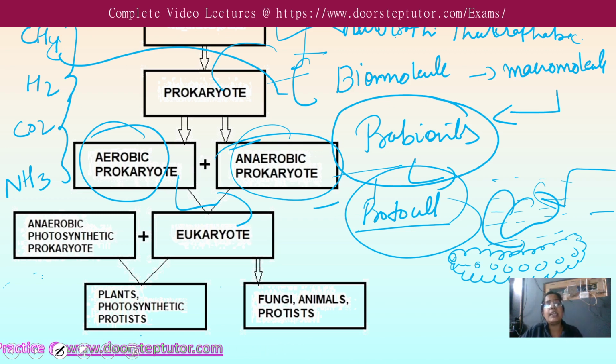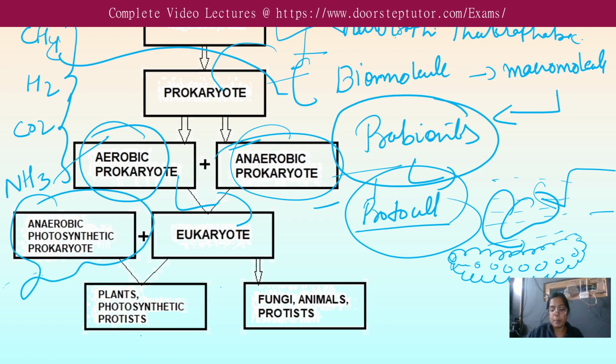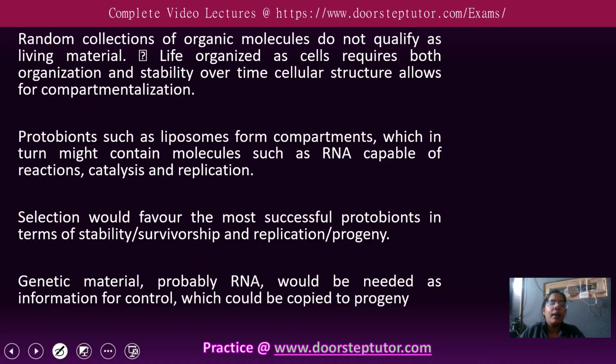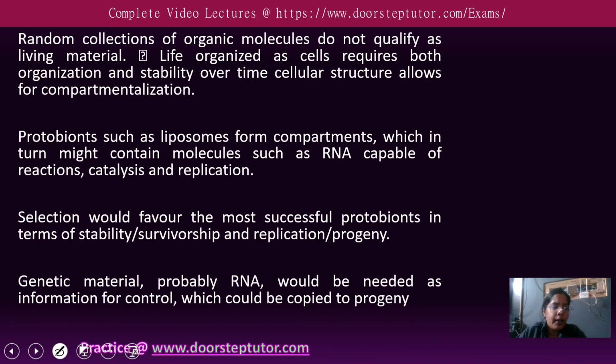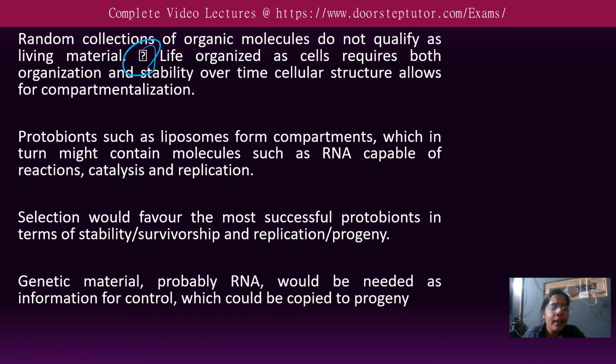However, the term is very clear, anaerobic, prokaryote, and aerobic means they require O2. Why we are calling it photosynthetic and eukaryote, we will discuss it. This term we will discuss in detail so that you can have a proper understanding. Now, let us discuss the starting point. The random collection of organic molecules does not qualify as living material. Now here I have made the question mark. Why is it not classified as a living material? Because there was no O2 environment earlier. Okay, and it was not assured which type of cell it was.